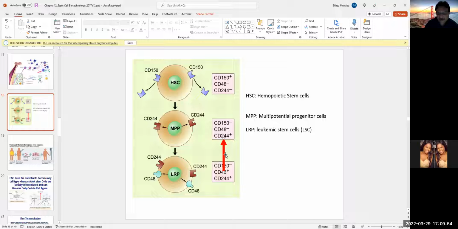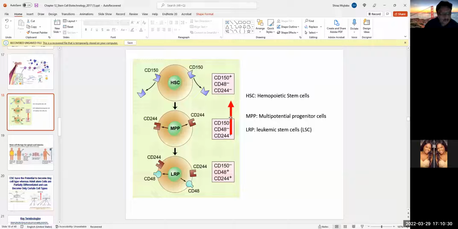So at that point of time, CD1 was developed, CD2 was named, CD3 was T cells, CD4 was helper cells, CD8 was cytotoxic cells, CD19 was B cells. So these nomenclatures were coming up to streamline the immunological cells. Then you have the leukemic stem cells, right? Leukemic stem cells, they have two positive markers: CD48 positive and CD244 positive.